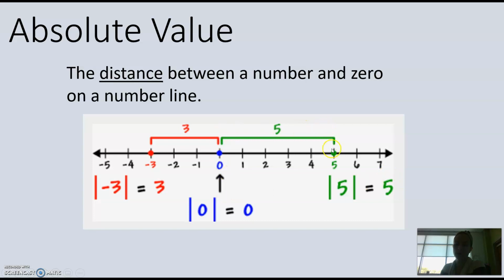It's 5 units away. So absolute value, it doesn't care which direction we're headed, if we're headed negative or headed positive. It just wants to know how far. How far did we travel away from 0?